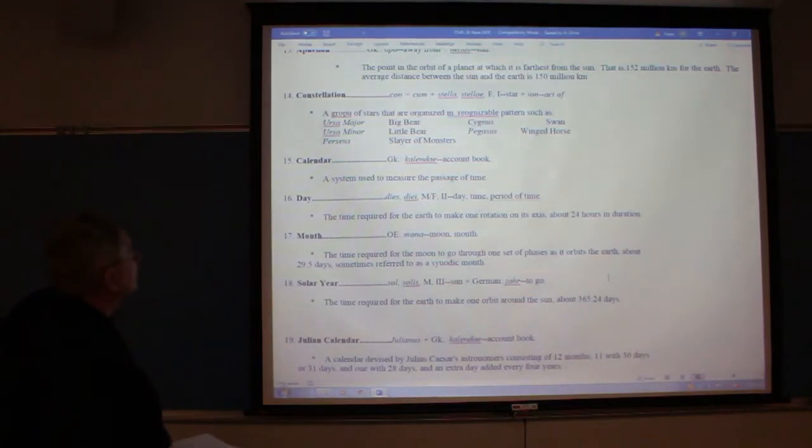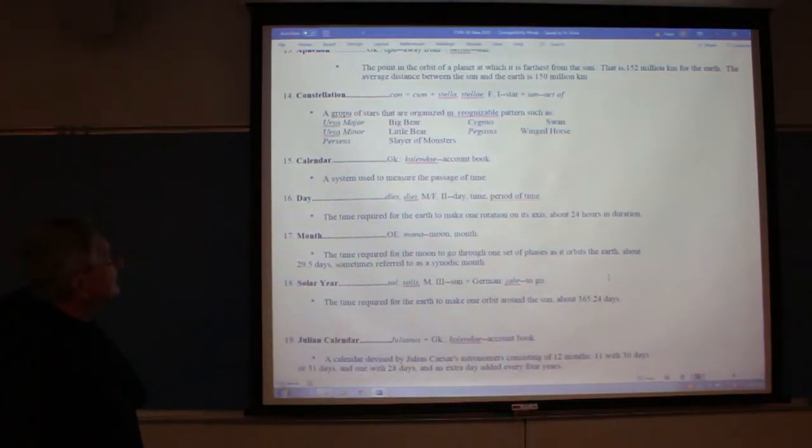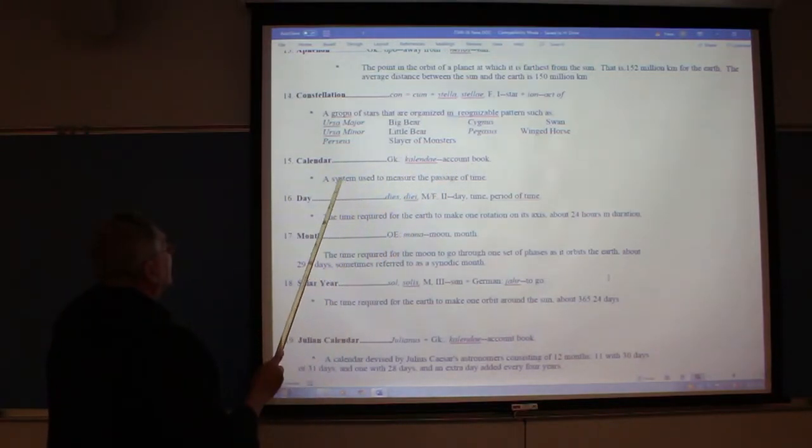So constellations is a group of stars organized and recognizable. And notice I underlined that. I can't see a big bear when I look at this. I can't see a minor bear, but these are what they would call recognizable patterns. But we can sort of see a Big Dipper and a Minor Dipper. Now, if we can have these kinds of rotations and these kinds of revolutions, you can then make a calendar. It's a system used to measure the passage of time. Greek kalende, account book, a system.